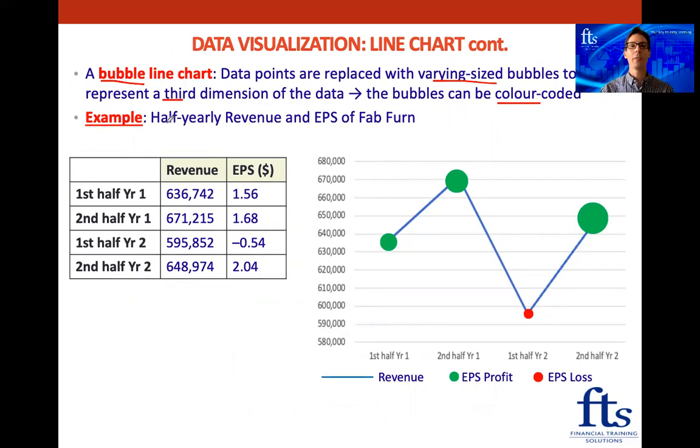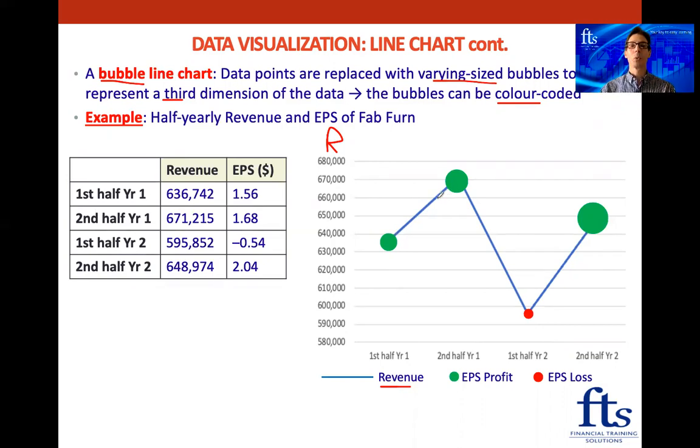Here we've got the half yearly revenue, but not only revenue, we've also got the earnings per share listed in this column of Fab Firms. So we can see in the first half of year one, the revenue was 636. So it started over here at 636. Then it went up. In the second half of year one, the revenue grew to 671. So we've got the revenue here along this y-axis. Let's just call it R. So there's our revenue, and we can see it's in the blue line. It had a nice jump there from the first half of year one to the second half of year one.